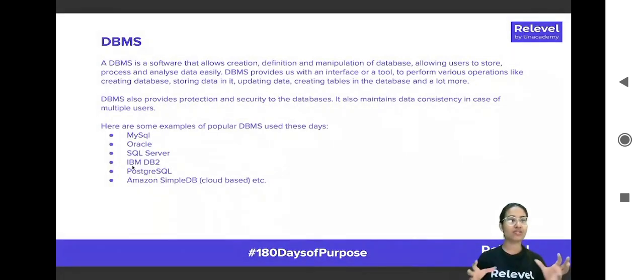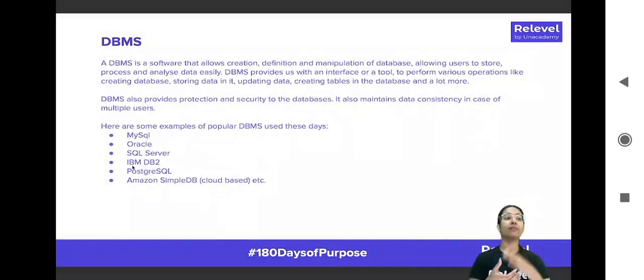So DBMS was like a one-stop solution for all these operations that you wanted to do. And that's pretty much the things that we wanted to do with the database as well. So DBMS provides us with an interface or a tool to perform various operations like creating a database, storing data in it, updating the data, creating tables in the database, and a lot more. So if you're storing all the information that you have in terms of tables, right? DBMS as a software gives you the capability to create tables inside a database.